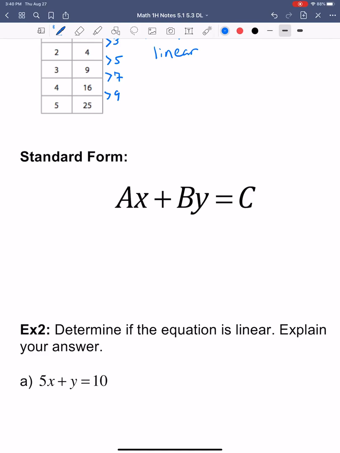And I want you to notice a couple things about standard form. First, we have x and we have y on the same side of the equal sign, right? Which is a little bit different from slope-intercept form. So they're on the same side. And the other piece that I want to note here is that we're going to try to eliminate all fractions. So I'm going to put no fractions.